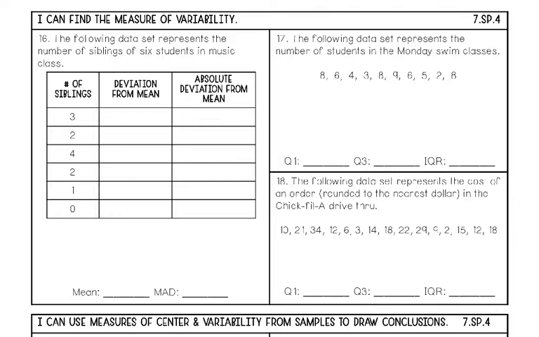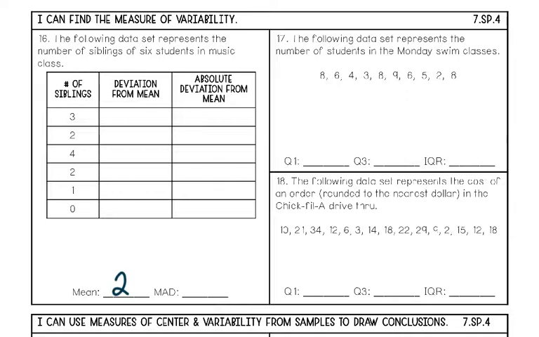For the next section, we're going to find the measures of variability. In this case, that is the mean absolute deviation, or the interquartile range if it's a question about medians. So we're going to start with this question 16 about mean and mean absolute deviation. The first thing we have to do is find the mean. So we're going to find the mean number of siblings by adding all these values and then dividing by the total number of data points. The sum of these numbers is 12, and since there are 6 data points, we're going to divide by 6 to get a mean of 2.